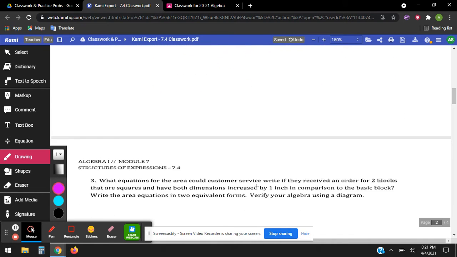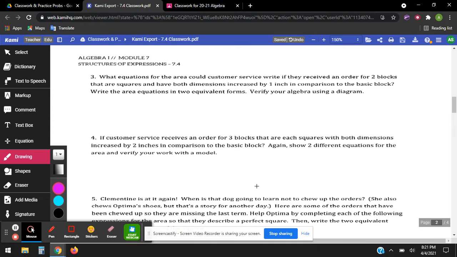Okay, next page. Write equations for the area customer service would write if they received an order for 2 blocks that are squares. Both have the dimensions increased by 1 inch in comparison to the basic. Okay, so I have 2 blocks that the dimensions were increased by 1, right? So I'd have 2 times (x plus 1) squared.